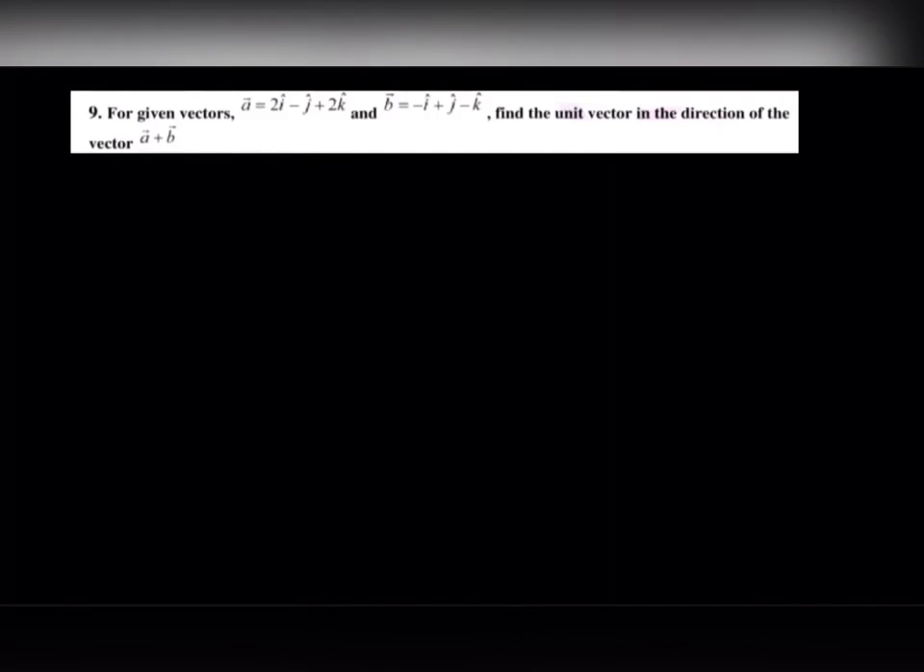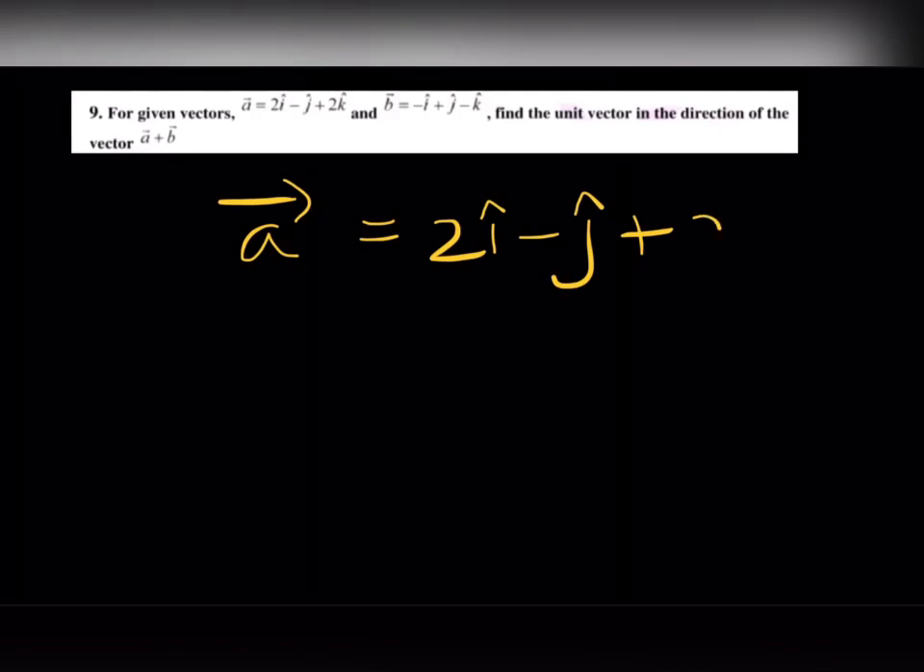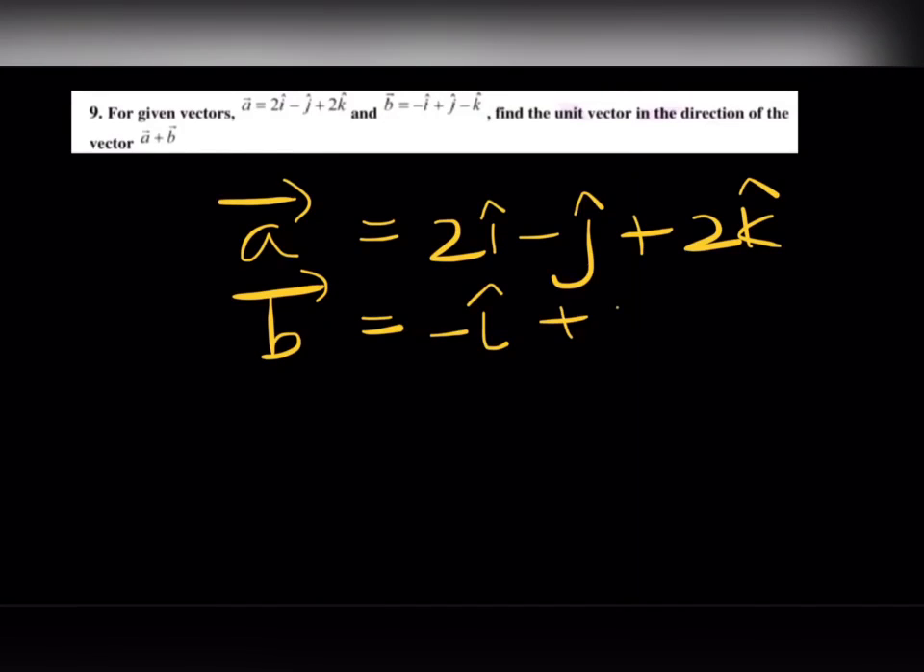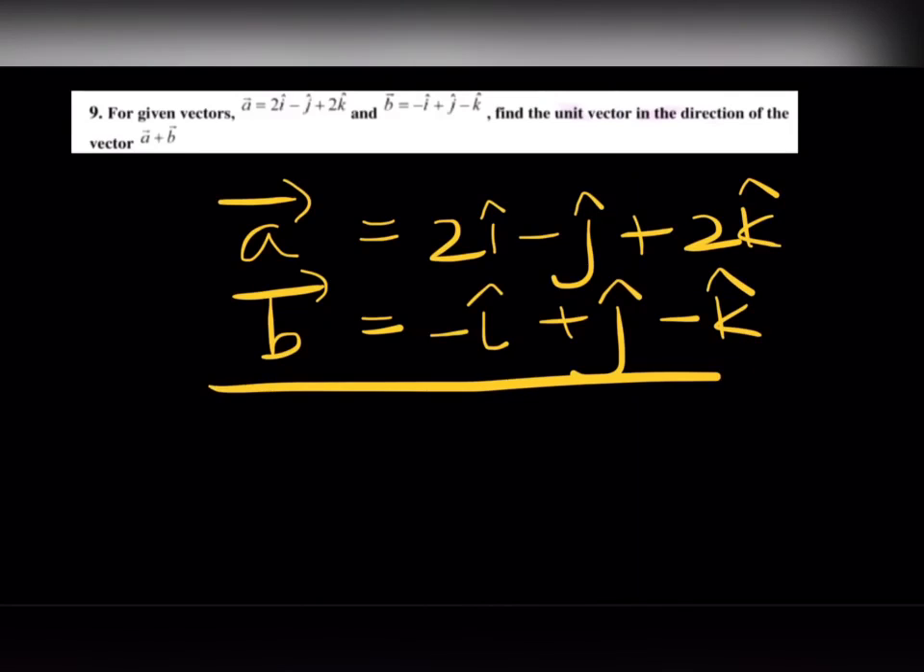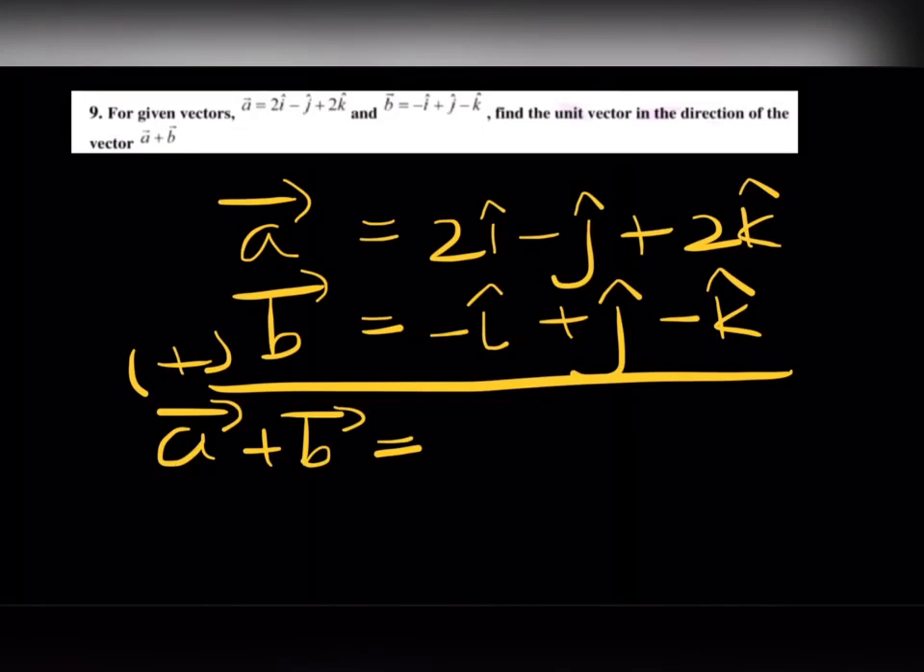In order to find the unit vector in the direction of vector A plus vector B, first of all we need to find the addition of vector A and vector B. So vector A is equal to 2i cap minus j cap plus 2k cap and vector B is equal to minus i cap plus j cap minus k cap. On adding these both, we will get vector A plus vector B is equal to 2i cap plus minus i cap gives us i cap, minus j cap plus j cap gives us 0 j cap, and plus 2k cap plus minus k cap gives us plus k cap.